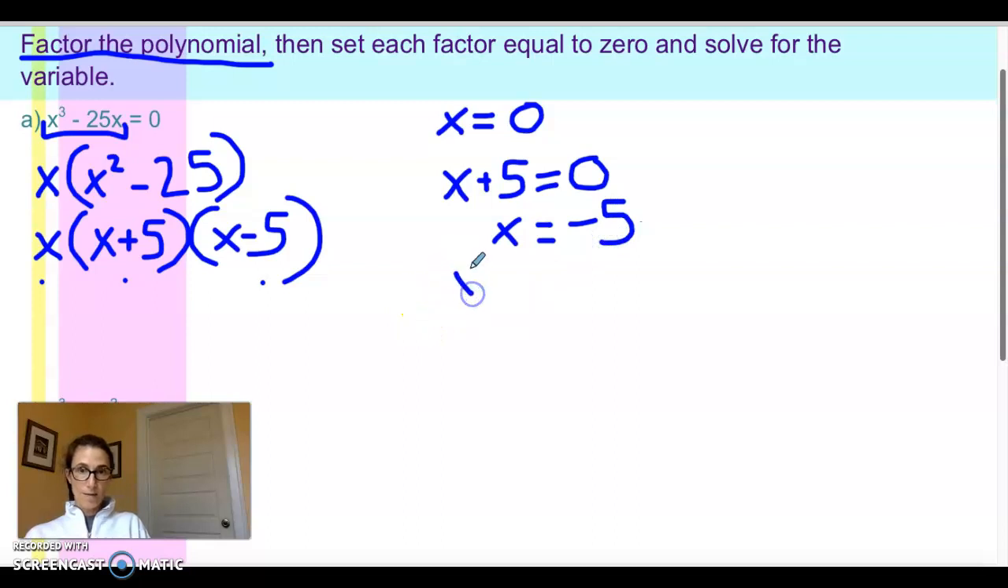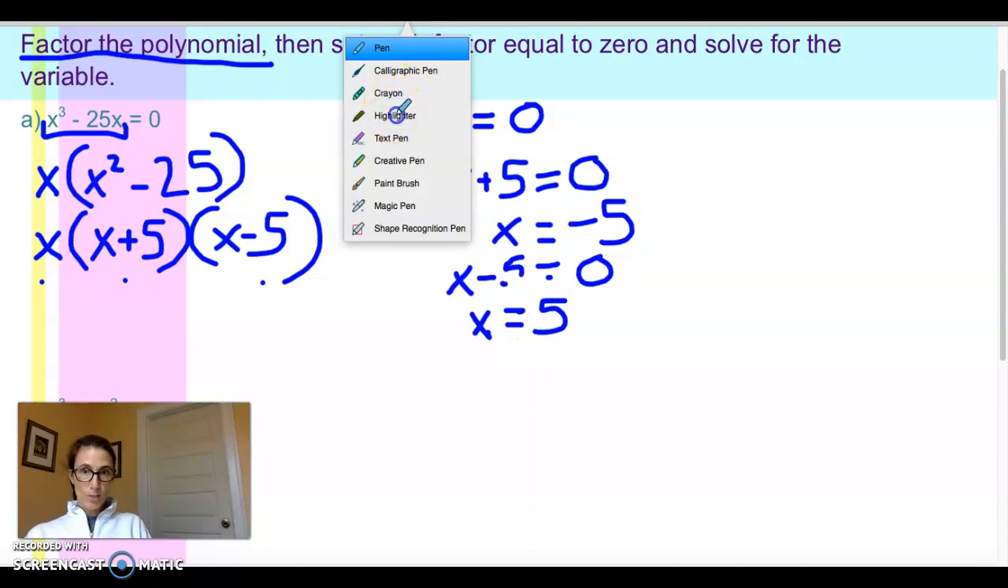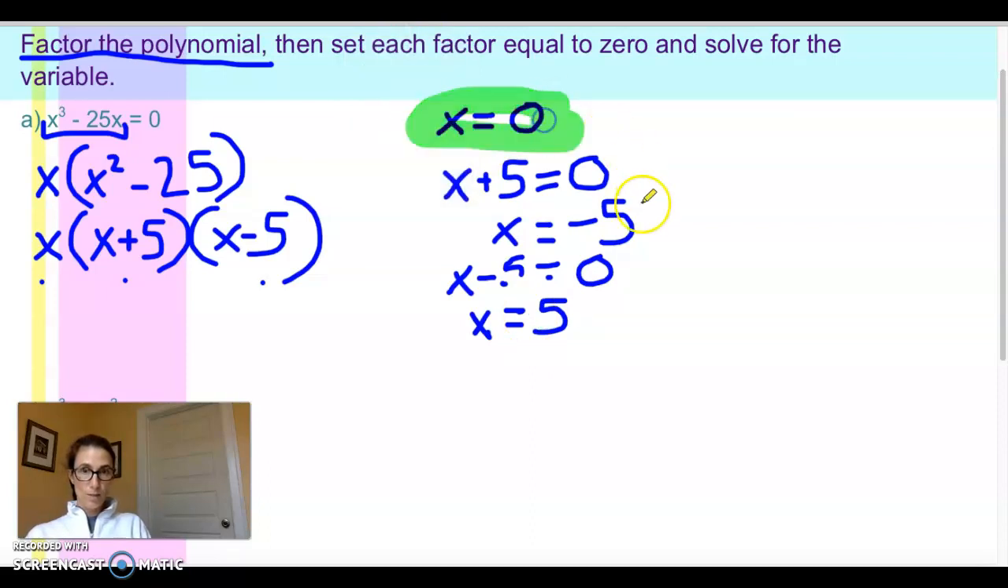And then our last factor to solve for would be x minus 5 equals 0. And what would make that equation true, right? We add 5 to both sides, and we get x equals positive 5. Oh, equals, sorry about that. So x equals 5. So there are three possible solutions to this equation. Let me use my highlighter just to make sure that you know, right? This is one solution. This is a second solution. And this is a third solution.